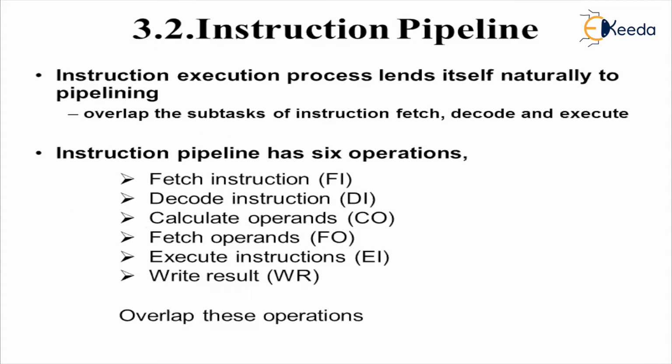So what are the different instructions in the case of a pipeline? The instruction execution process lends itself naturally to a pipeline. Now, there is overlapping of the subtasks of instruction fetch, decode, and execute. Fetching of the instruction is called FI, decode instruction is DI, calculate operands is CO, fetch operands is FO, execute instruction is EI, and write result is WR. So, overlapping of these operations takes place simultaneously.